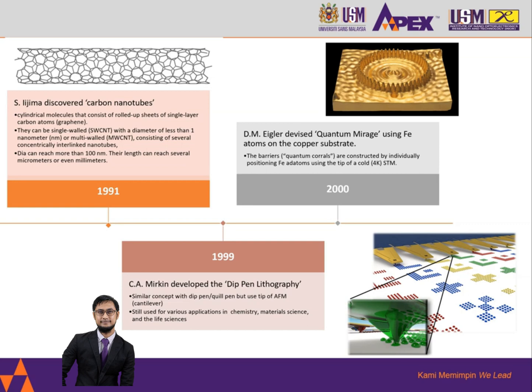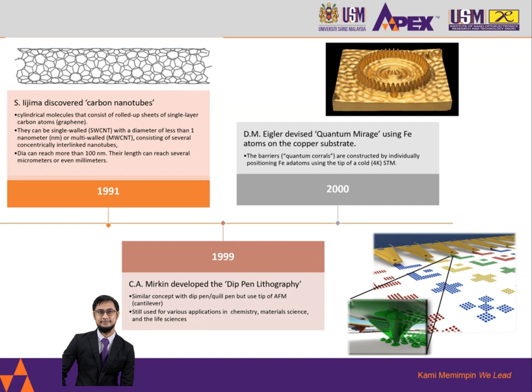In 1991, Sumio Iijima discovered another carbon allotrope named carbon nanotube. As opposed to a sphere, carbon nanotube is a cylindrical molecule that consists of a sheet of single-layer carbon atoms. They can be single-wall and also multi-wall carbon nanotubes, and their diameter can be more than 100 nanometers, but their length can reach several micrometers or even millimeters. The most interesting thing about carbon nanotube is its mechanical properties, as one of the strongest materials in nature.